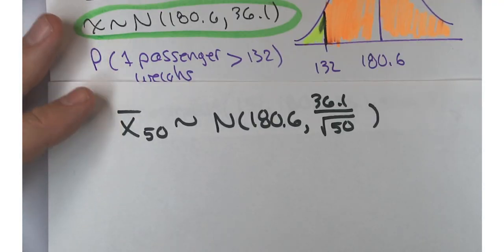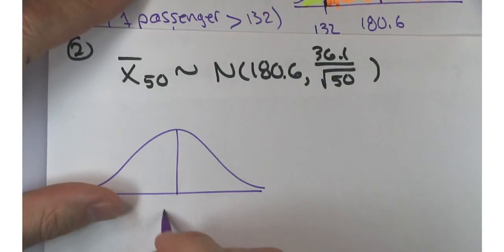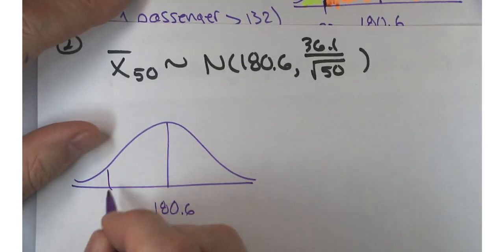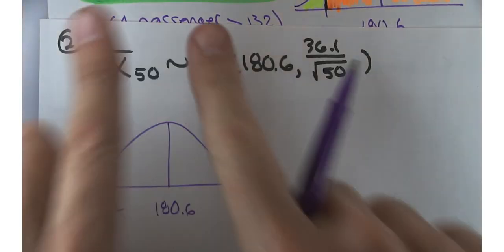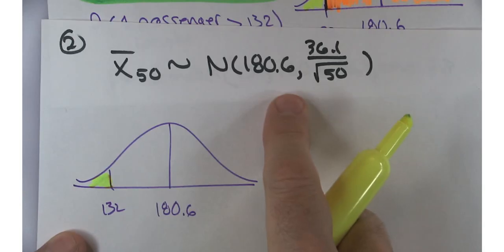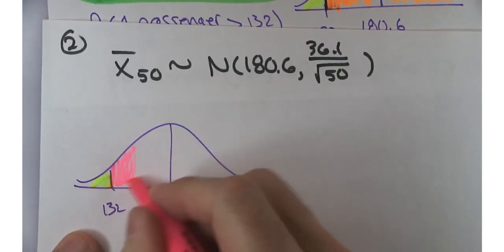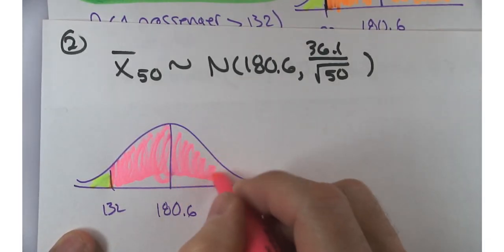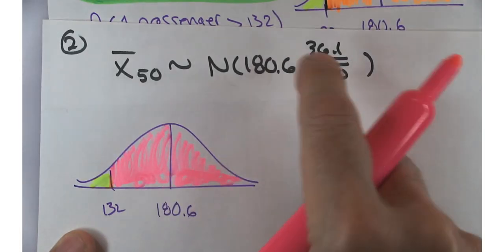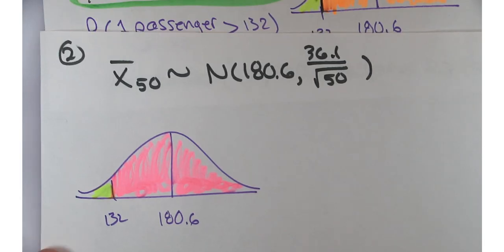Let's see here. I still have the same mean, 180.6, 132. Technically, this should be narrower than what I had. But this distribution now is different, and that's going to change the probability. So I want the area to the right here. So this much. But I've got to use this new distribution. So what's that going to look like?